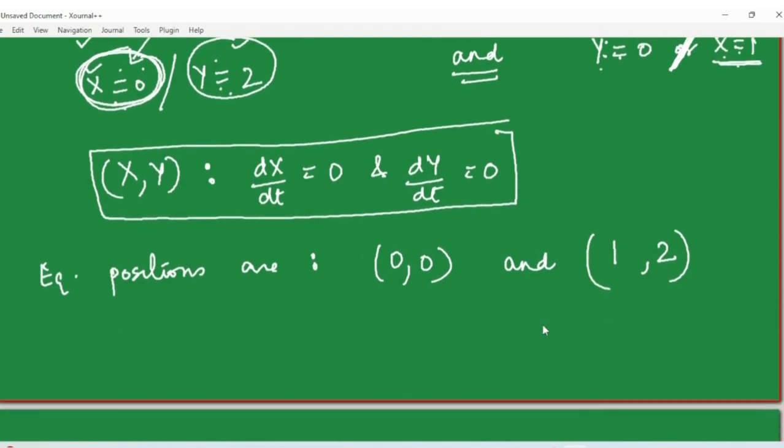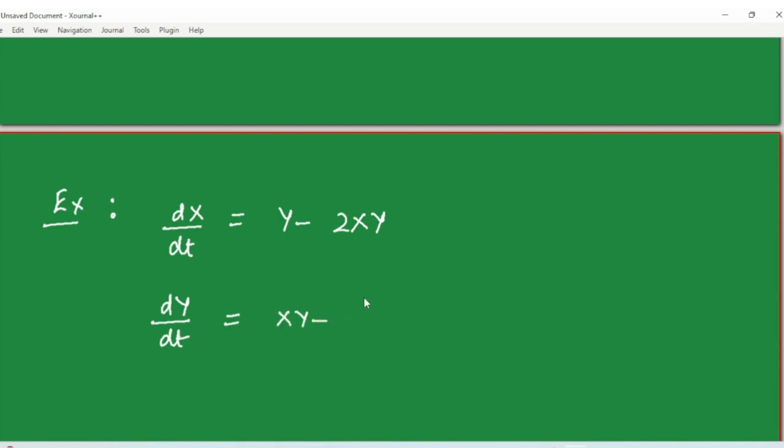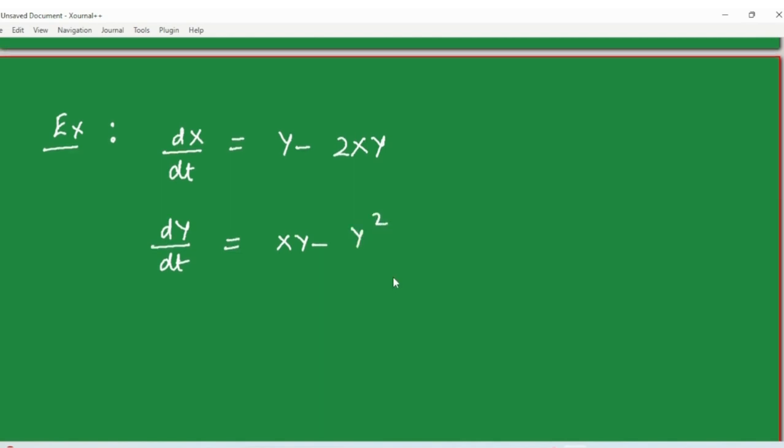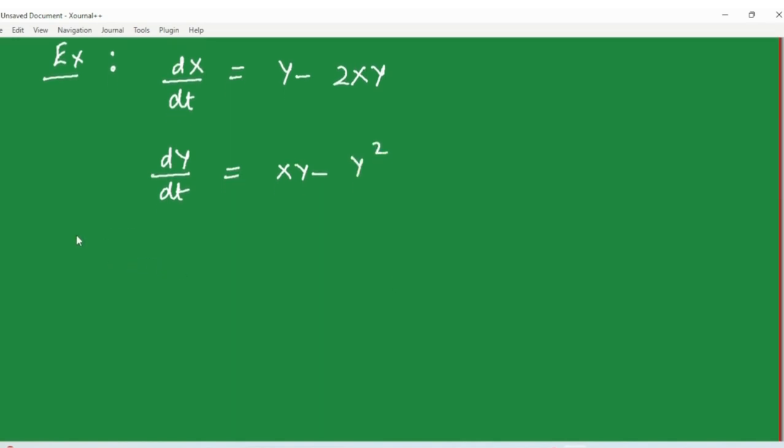Let's do one more question to understand the idea better. Let's look at this one now. This is a special question. It will tell you a lot about equilibrium points. So far we have been getting a finite number of equilibrium points in the questions that we have discussed so far. Look at this one. This is an interesting question. Let's find out the equilibrium positions of this system now.